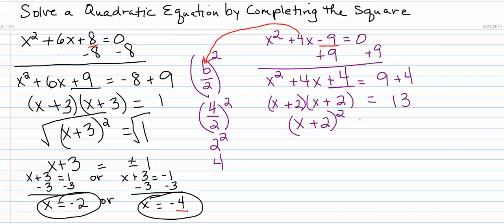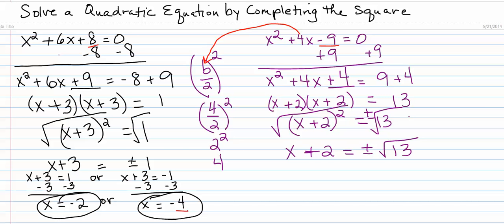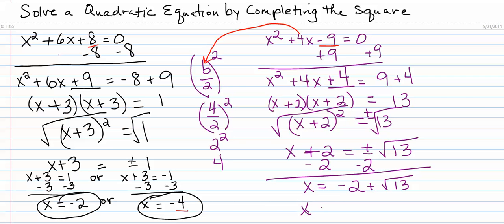Now I want to take the square root of both sides. I do not know the square root of 13 off the top of my head. It's not a nice whole number. It's got a decimal. So I'm going to wait here and go to my calculator in just a bit. Right now I'm getting x alone by subtracting 2. So I know I can find my answers by typing into the calculator negative 2 plus the square root of 13. And then I can get the other one by typing in negative 2 minus the square root of 13.